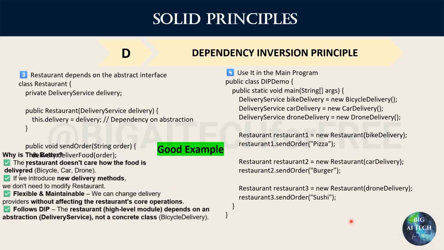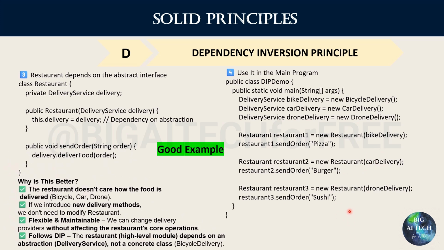What's good here, right? The restaurant now doesn't care how the food is delivered, whether bicycle or car or drone. It only knows delivery service here, and then just delivers food through its sendOrder method. If we introduce new delivery methods, we don't need to modify the restaurant. If I get another type of delivery, for example, truck delivery for large orders, we need not change the restaurant class. We can create another class which implements delivery service, called truck delivery.